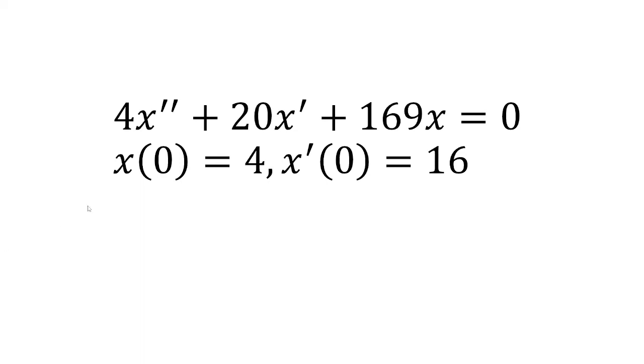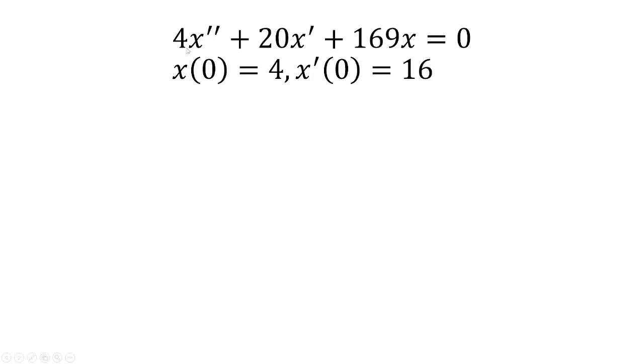In this video, we want to solve this differential equation given these two initial conditions. So note that this is a function of x. We'll treat this as x of t, where x is our dependent variable and t is our independent variable. In order to solve this, we're going to let x equal e to lambda t.